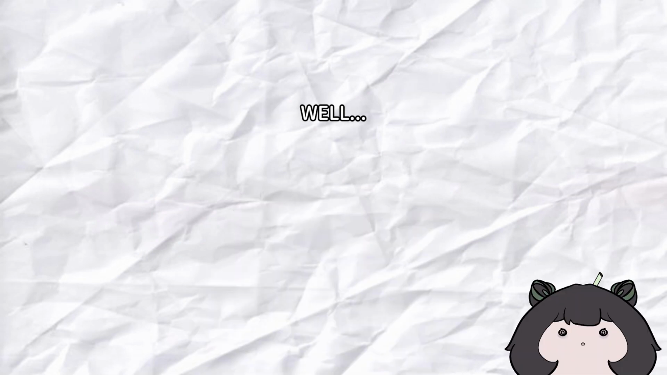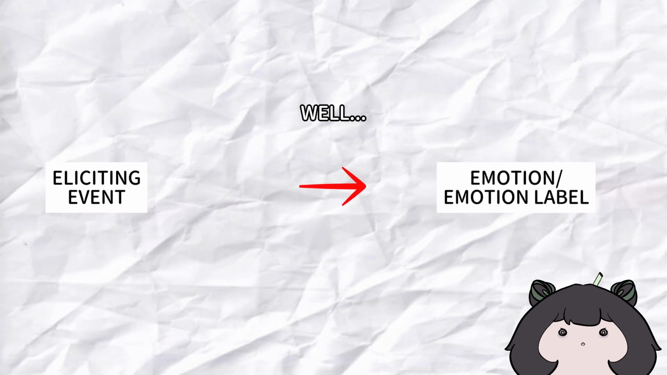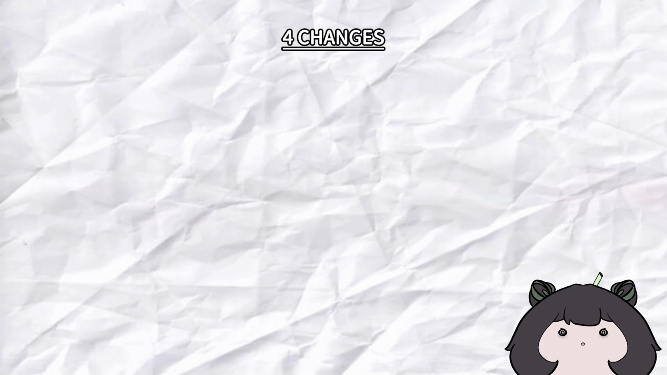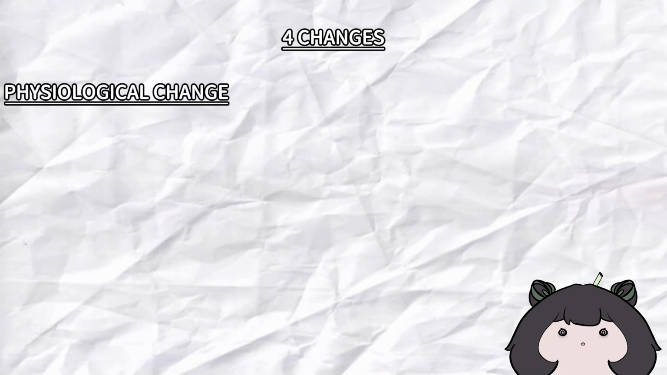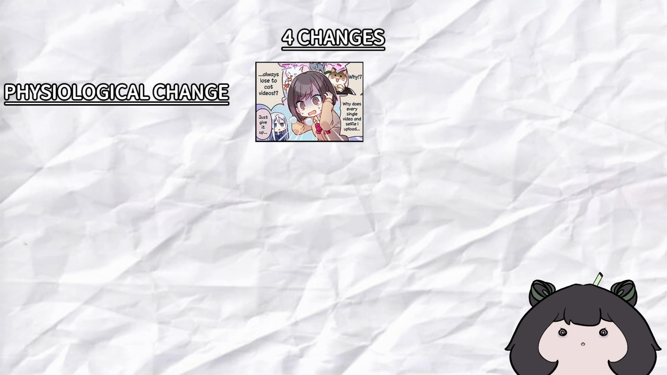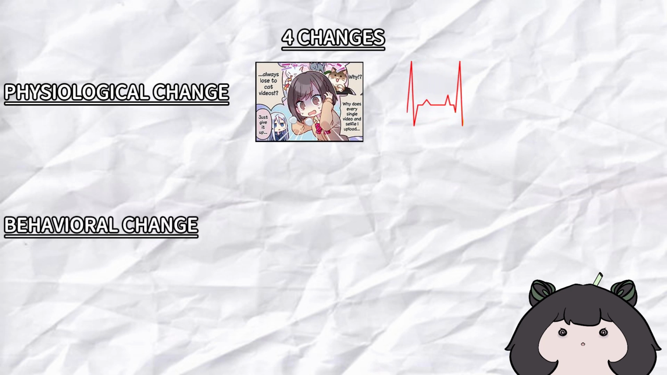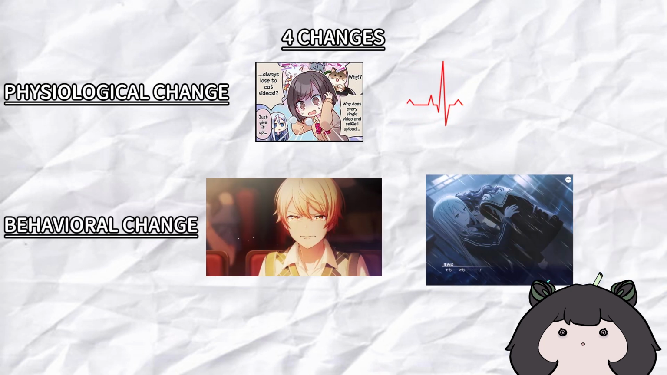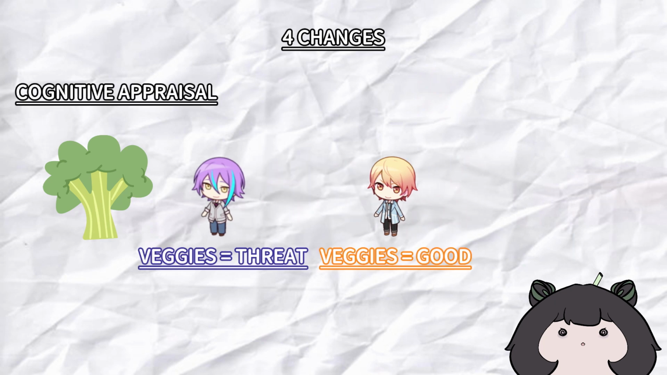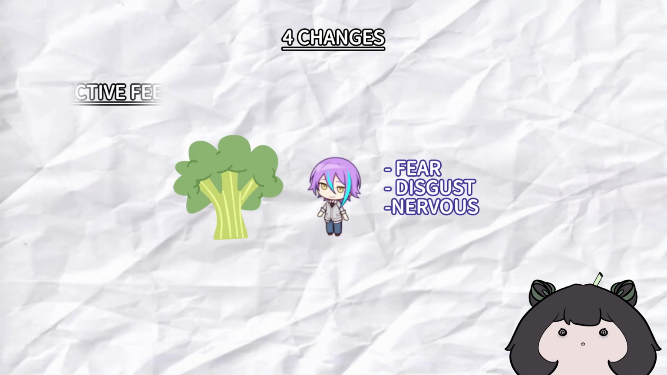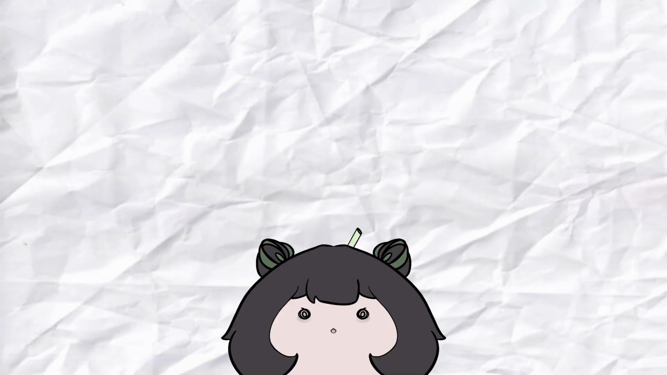Well, the way that this works is that there's an eliciting event and your emotions are a response to said event. There are 4 changes that you go through from the said event. A physiological change, like sweating or having your heart rate increase. A behavioral change, like crying or stuttering. A cognitive appraisal, which is how you see the event. And you experience subjective feelings. Knowing all of this brings us into our next question.